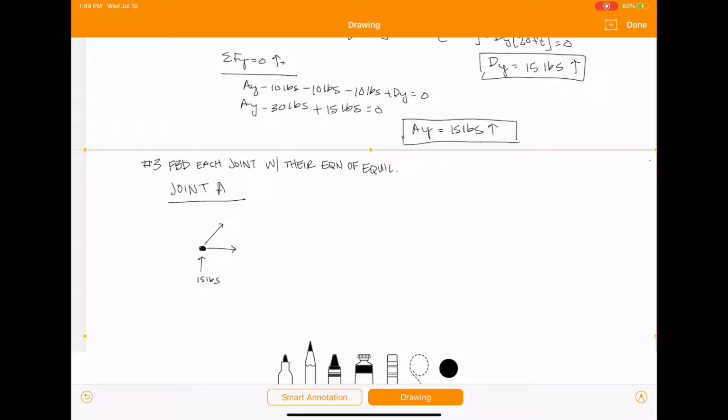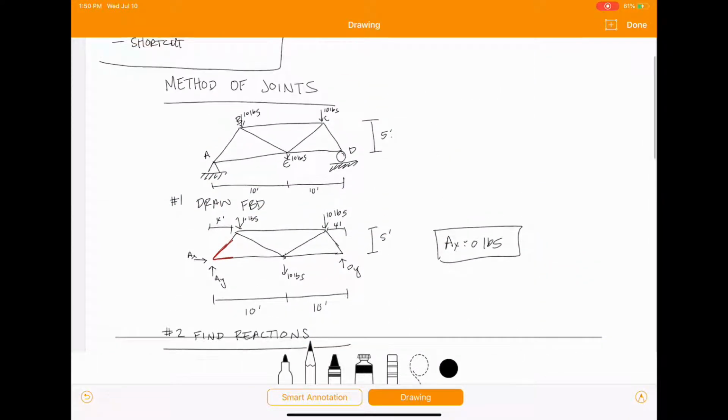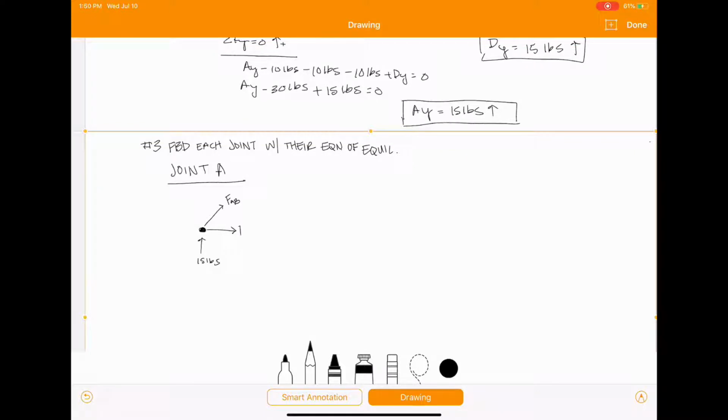If we always model them as being in tension, if our numbers come out negative, then we know that it's in compression. And if you stay consistent, then you won't ever have to think about if it's in compression or tension. You'll know that tension is positive and compression is negative. Stay consistent and you won't get confused, I promise. So we're going to go ahead and label this force in AB and force in AE.